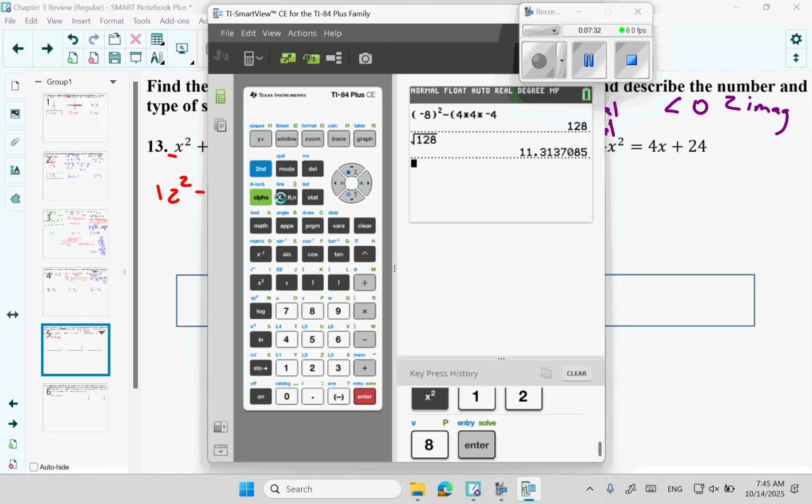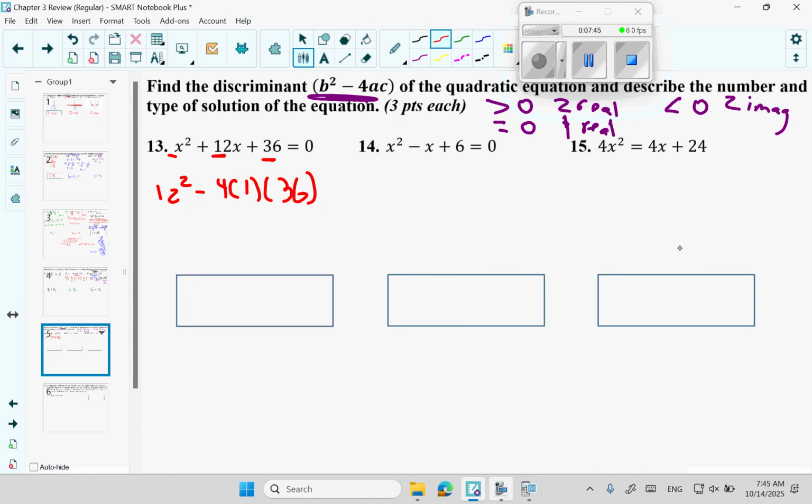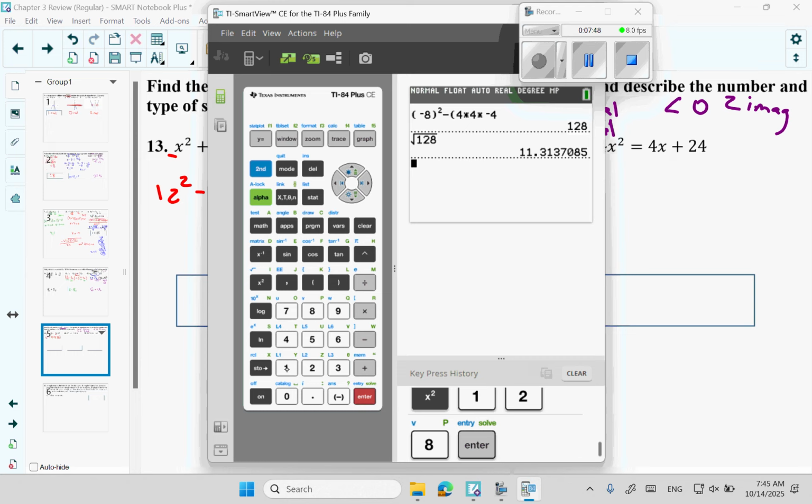Come on. Ugh. Why won't my calculator work?